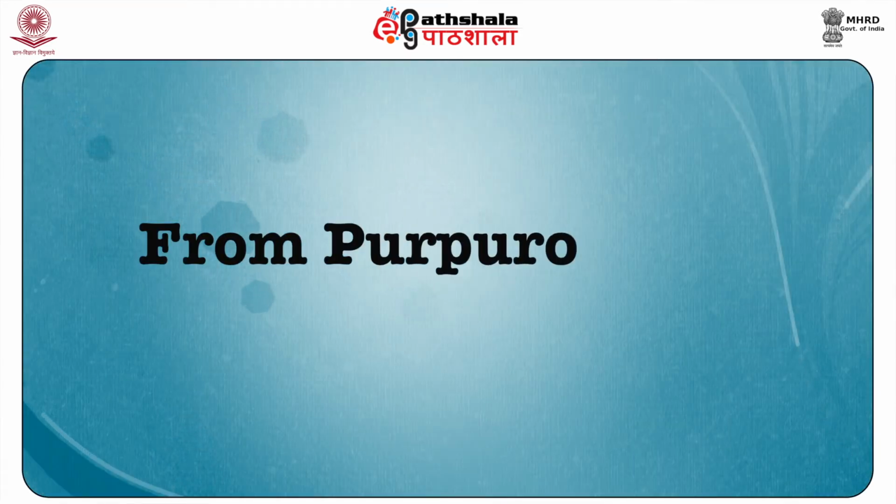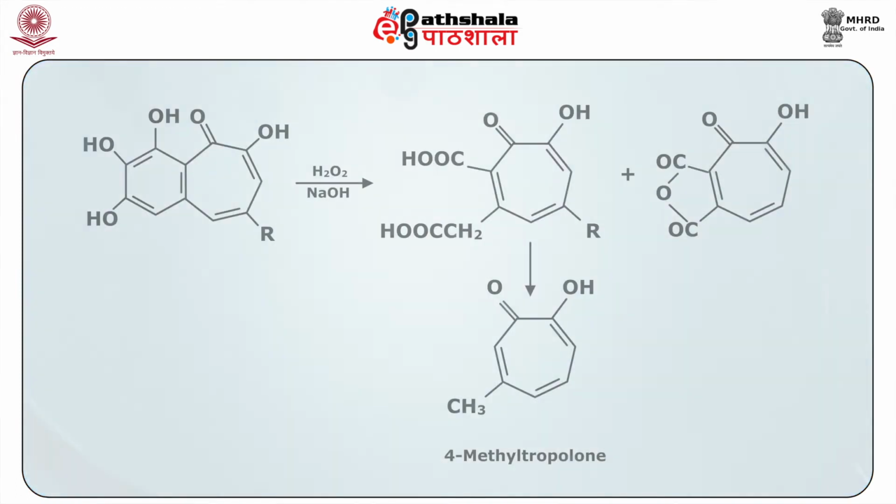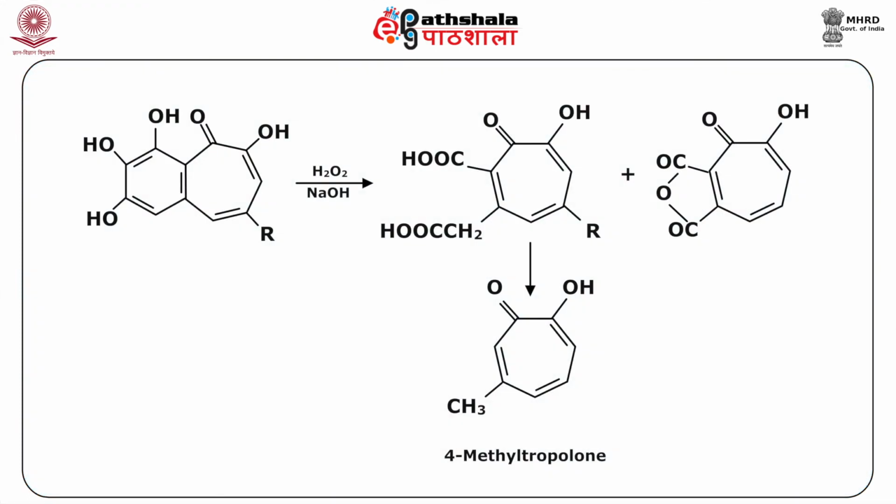Another method to produce these molecules is from purpurogallin. Pyrogallol is used for the synthesis of purpurogallin. The oxidation of this purpurogallin provides a 30 to 35% yield of dicarboxylic acid derivative with a small amount of other products. The acidic derivative then loses carbon dioxide at its melting point and is smoothly converted to 4-methyl-tropolone.